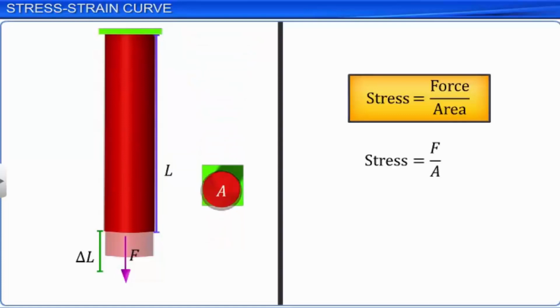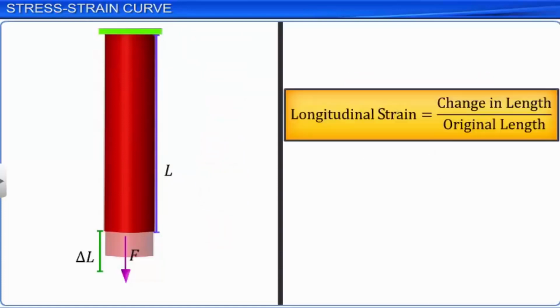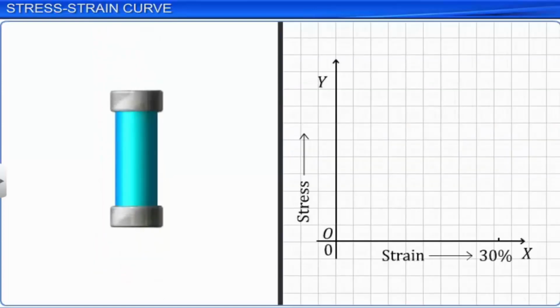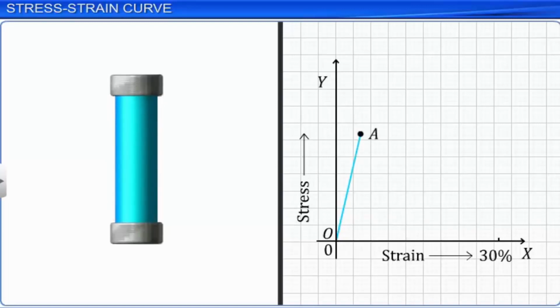A typical stress-strain graph is shown. In the initial part of the graph, for low values of strain, the stress-strain curve is a straight line. In this straight line region of the graph from O to A, stress is directly proportional to the strain and Hooke's law is obeyed. Point A is called the proportional limit.